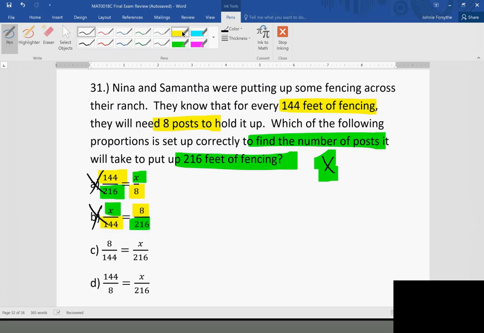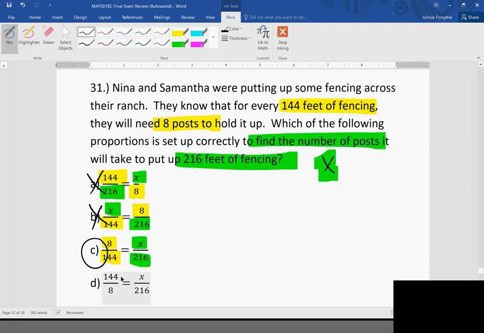Let's look at the third one. So we have 8 posts for every 144 feet of fencing equal to X posts for every 216 feet of fencing. You see how that's lined up properly? That's probably the answer. Just so that we're clear, let's do the next one.